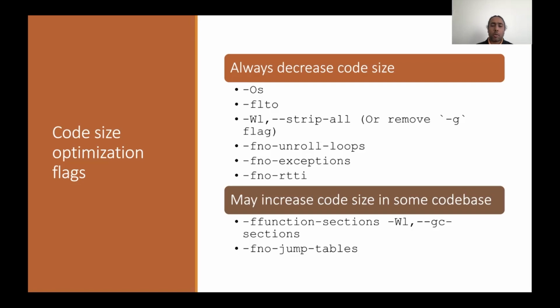Moving on to popular code size optimizations. First, I'm sharing the popular ones, which are very well known. You might already be using them if you care about code size. The first one is -Os, which literally tells the compiler to optimize for code size. The second one is -flto.